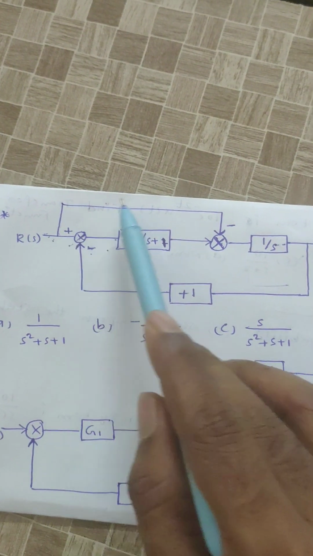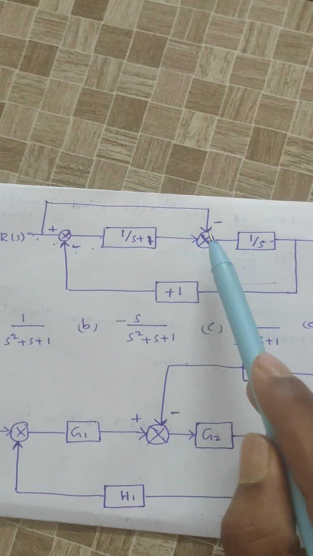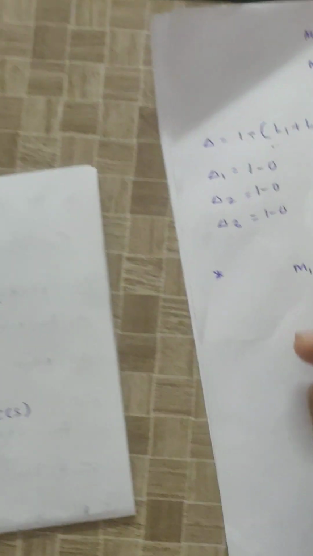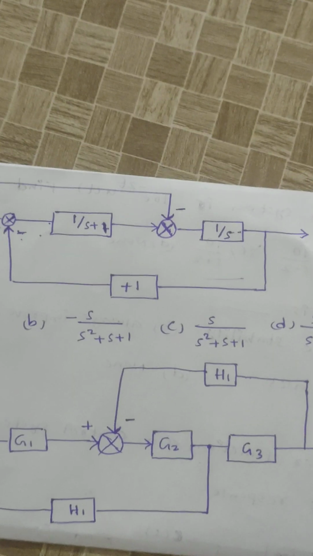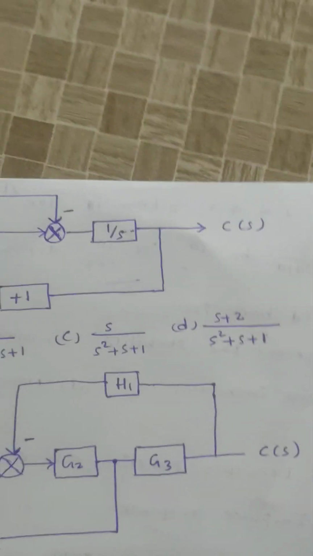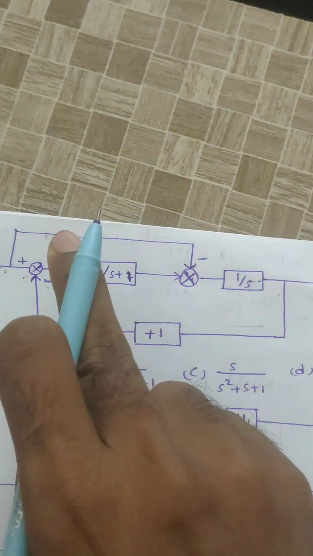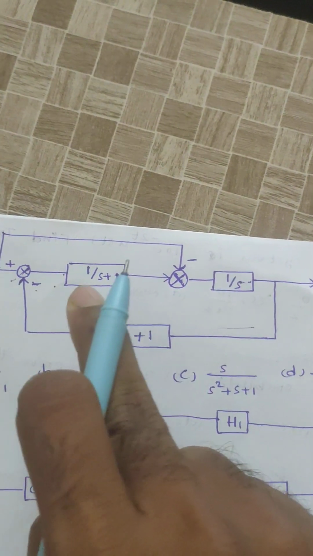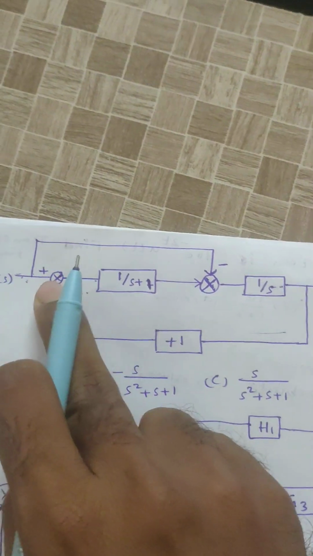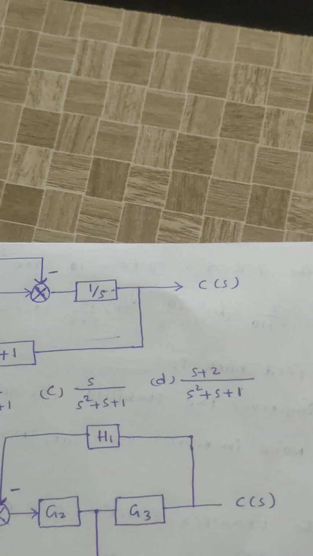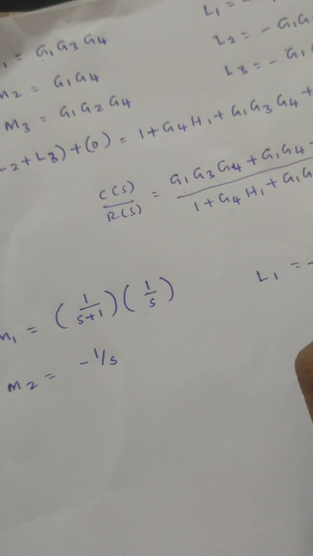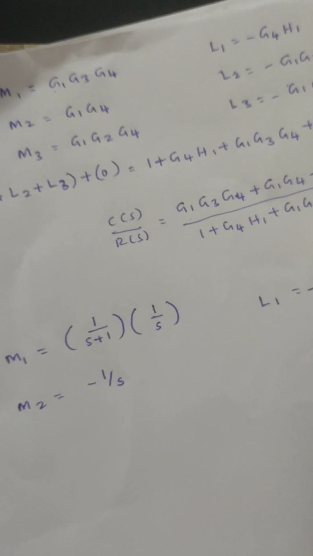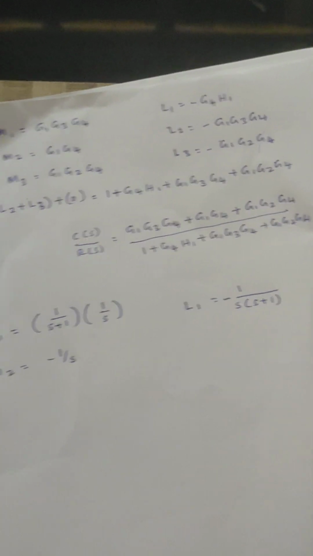Next, the second forward path is, here minus is there, right, minus 1 into 1 by S. M2 value is minus 1 by S, right? Next loops, only one loop is possible, right? That is 1 by S into S plus 1, but here negative feedback, that is minus, so loop 1 is equal to minus 1 by S into S plus 1, right?